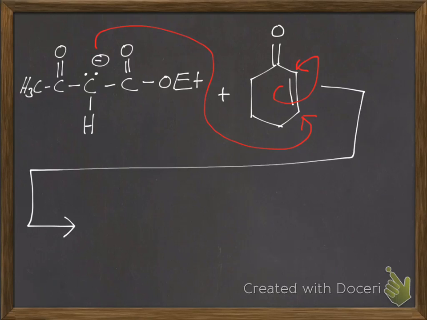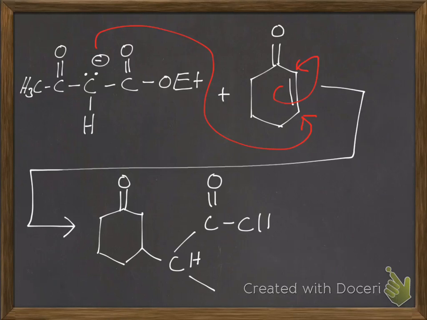All right, we're going to have this one maintained, but look, the pi bond is gone. We don't have that anymore. Why? Because we added this right here. So this CH, because we have to have four bonds there, CH3, and then, of course, our carbonyl OEt down here. And what else do we have? Well, don't forget that we have ethanol.